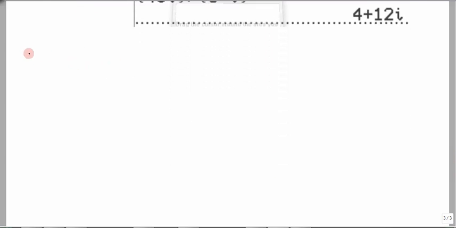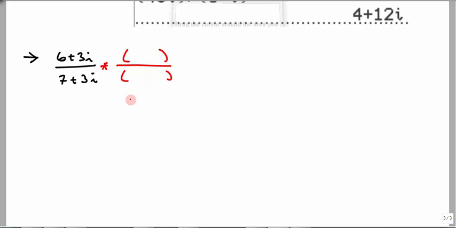Our next problem that we're going to look at, we're going to be dividing a complex number as well. But for this one, I have a binomial in the numerator, and I also have a binomial in the denominator. So let's remember what the rule is. We multiply by the conjugate of the denominator. So we really want to focus on the conjugate of the denominator.